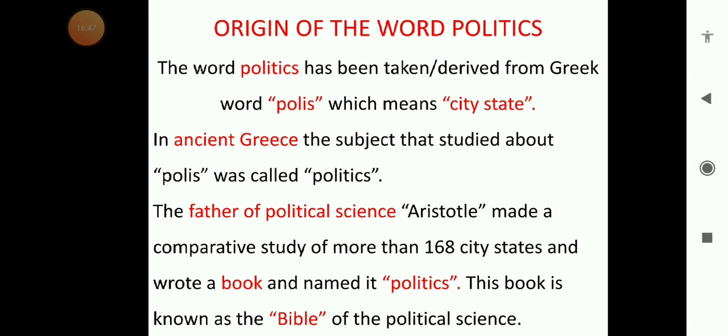The father of political science, Aristotle, who was guru of Alexander the Great, wrote a book after a comparative study of more than 168 states, and he named it Politics. It was related to the study of polis. Polis means city state. So this book that Aristotle wrote is also known as the Bible of political science.